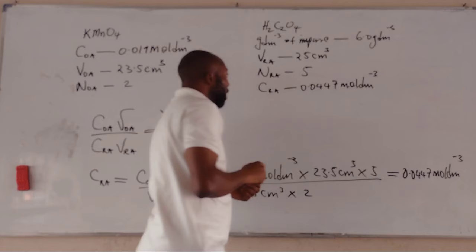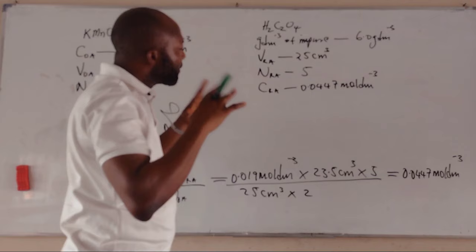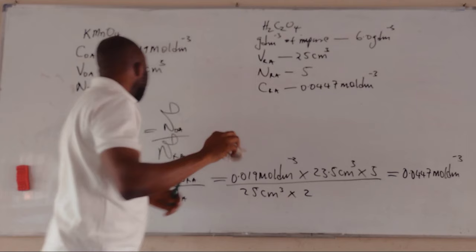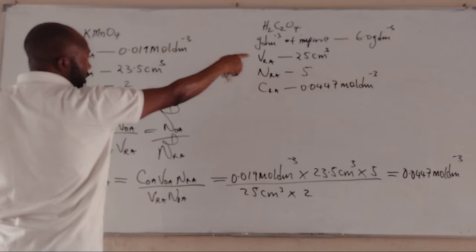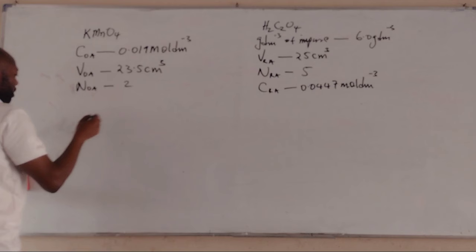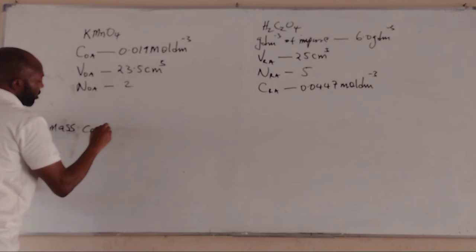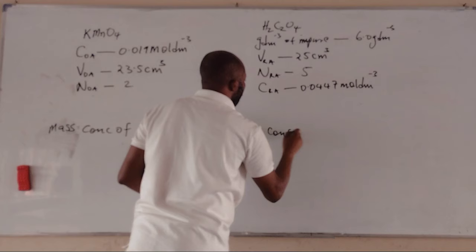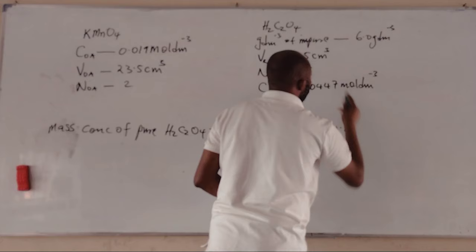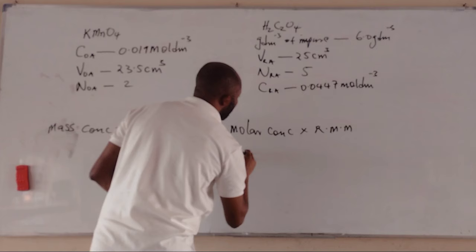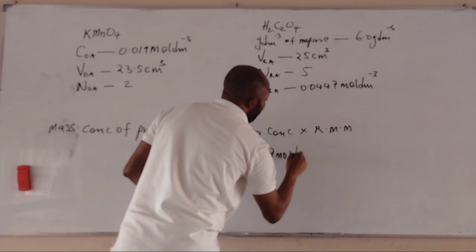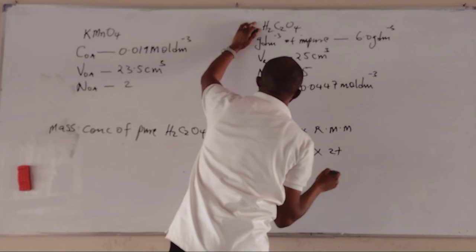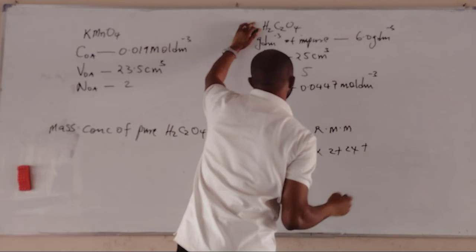Now we've gotten our molar concentration. So now to get the mass concentration of the pure, which is supposed to be lower than this. The one given is impure ethanedioic acid, so we'll look for that of pure. The mass concentration of pure H2C2O4 is equal to the molar concentration times the relative molecular mass. So the molar concentration is 0.0447 mole per dm cube times the relative molecular mass of this. Hydrogen is 1 times 2, which is 2, plus carbon is 12 times 2, which is 24, plus 16 times 4, which is 64, giving 90 g per mole.